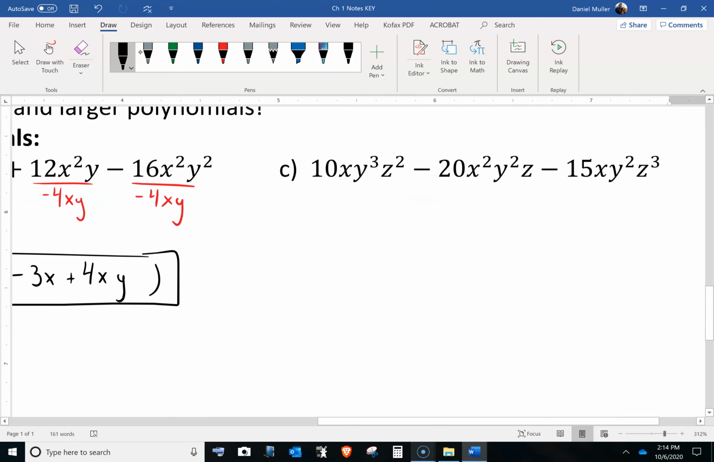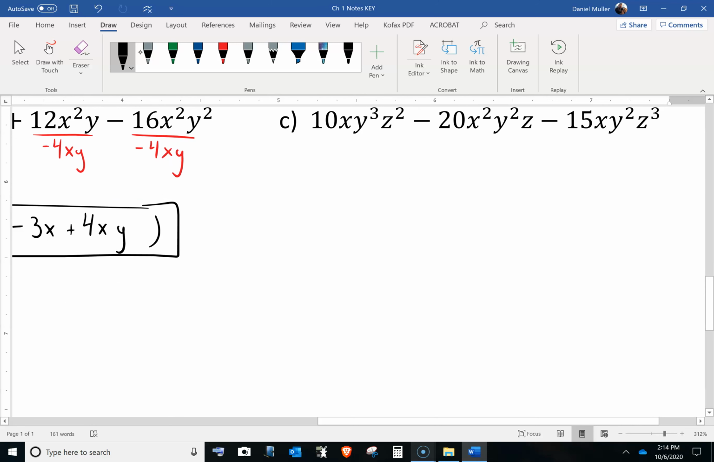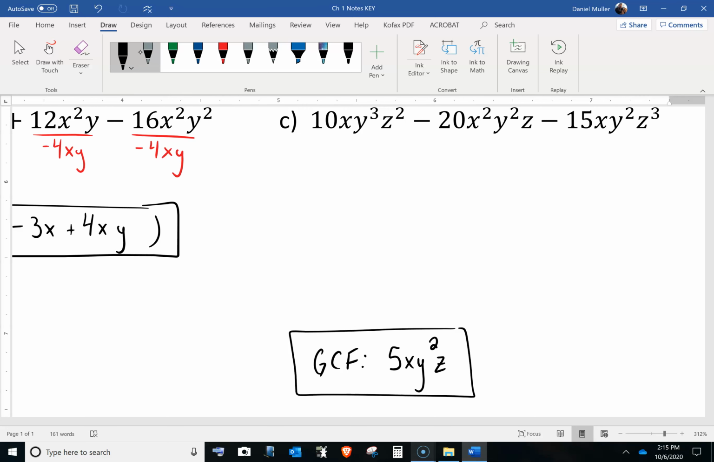And then here, I've got so much space, so maybe I'll write the GCF down below for all of these. So the GCF, 5 can come out. There's not a first one with a negative, so we'll leave it as just a 5. x, x^2, and x, the smallest is an x. y^3, y^2, y^2, the smallest is a y^2. z^2, z, z^3, the smallest is a z. So that is my GCF.